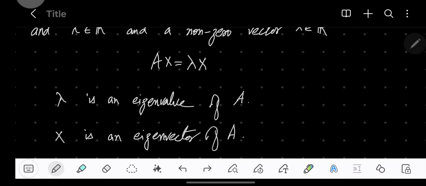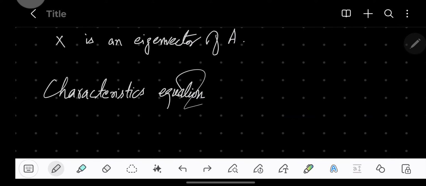So it's very simple. If you have this kind of equation, in this equation A is an n by n matrix, x is an n-tuple. N-tuple means it has n entries. In other words, it is a column vector with n values. And lambda is a scalar, it is a real number. Then lambda is called the eigenvalue of A and x is called the eigenvector of A.